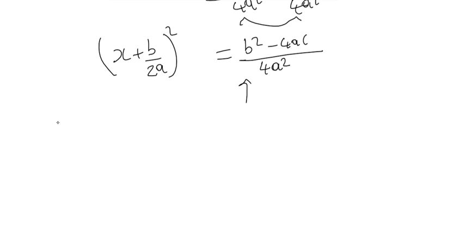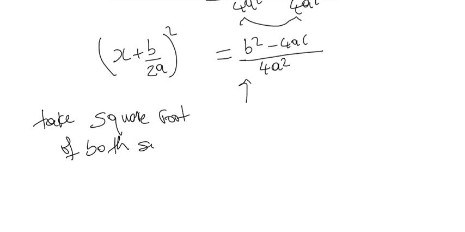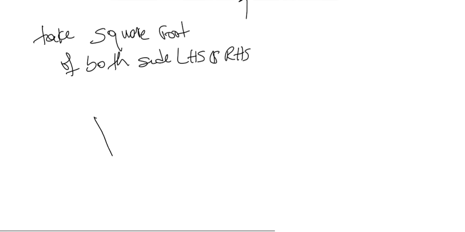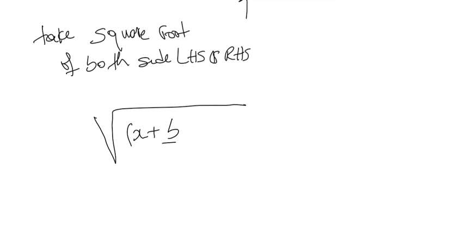Now what we're going to do, the next step is take the square root of both sides, left hand side and right hand side. Alright, so this looks like this. We're going to take the big square root of (x plus b over 2a) squared equals plus or minus.